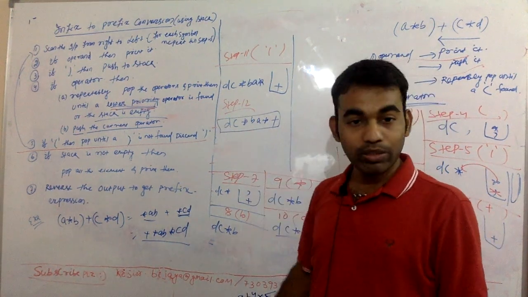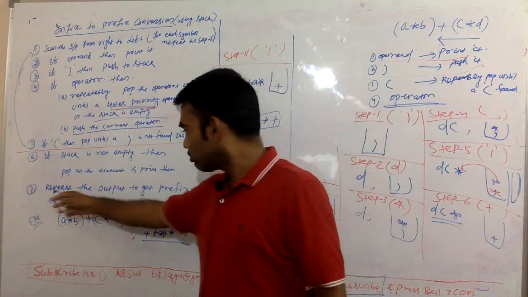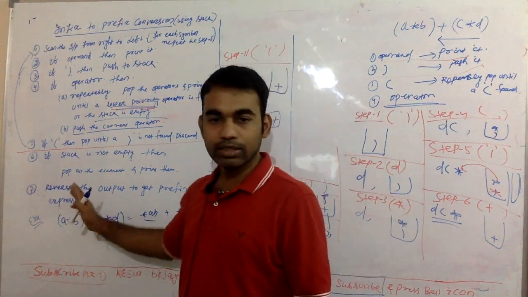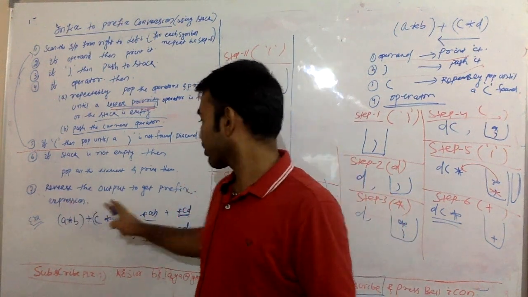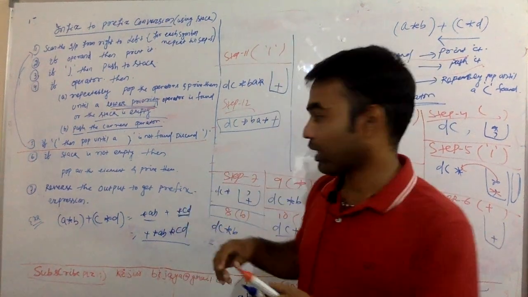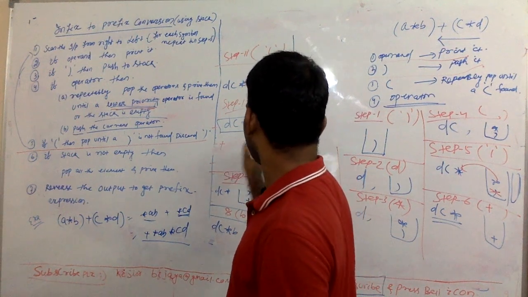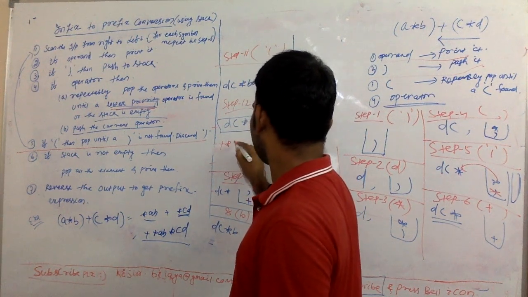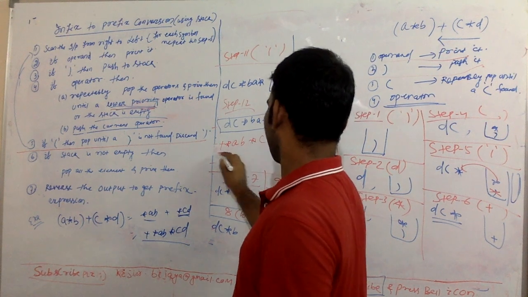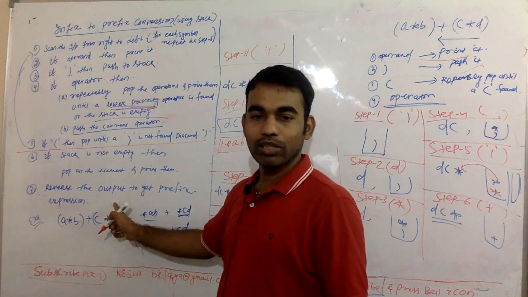But are we done with this output? No. Because this last step is still remaining. So what does this last step say? Reverse this particular output to get a prefix. So if I reverse it, how can I reverse it? Plus will go here, star will come here, then A, then B, then star, then C, D. So if you compare with this output now, we are done with this algorithm, right?